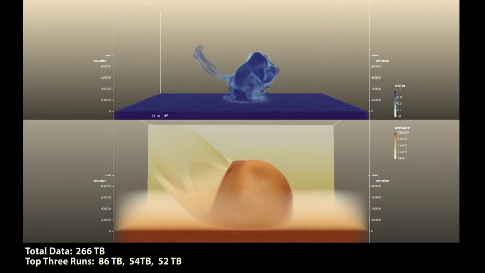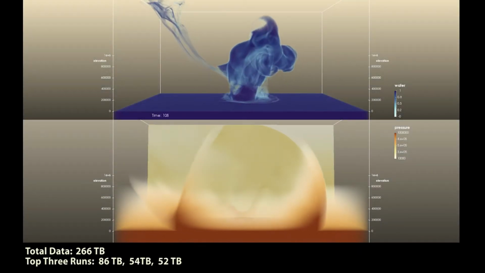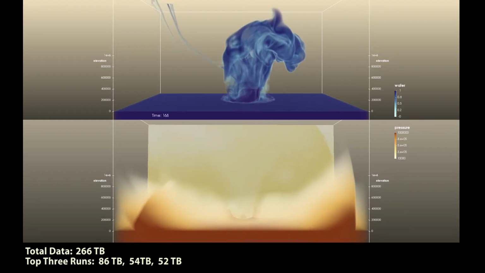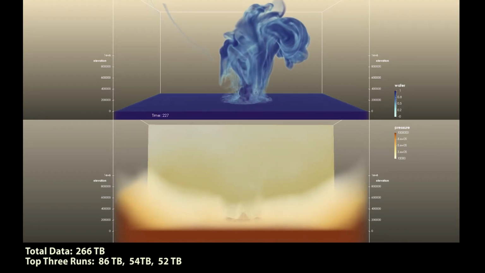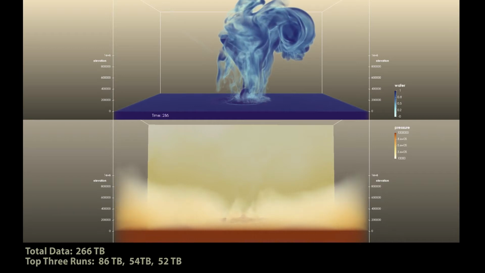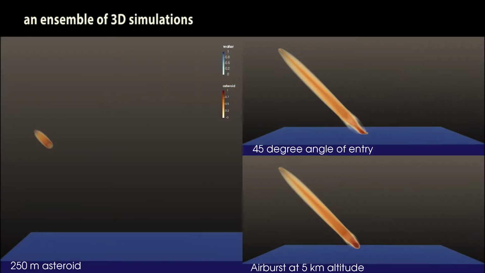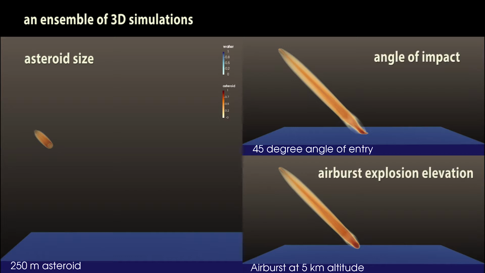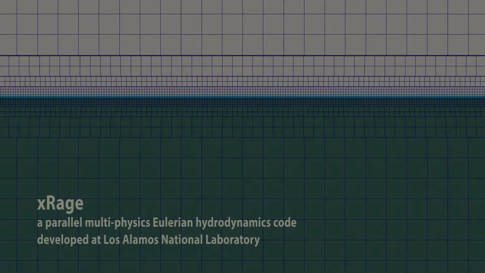As part of this effort, scientists from Los Alamos National Laboratory are using high-performance computing to investigate how an asteroid's kinetic energy is transferred to the atmosphere and ocean. Los Alamos scientists ran an ensemble of 3D simulations, varying the asteroid's size, the angle of impact, and whether or not the asteroid exploded in an airburst before impact. The height of this airburst was also varied.